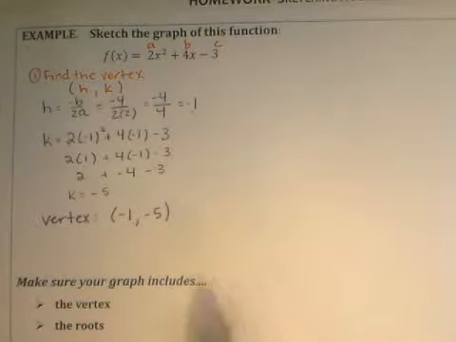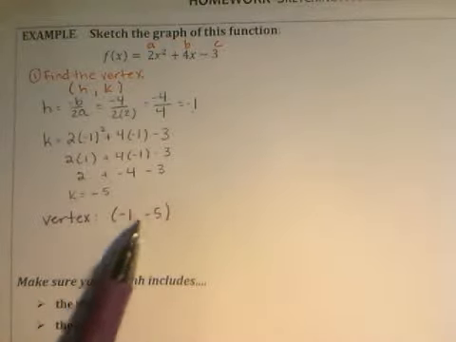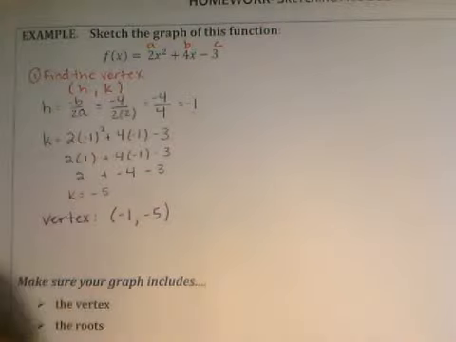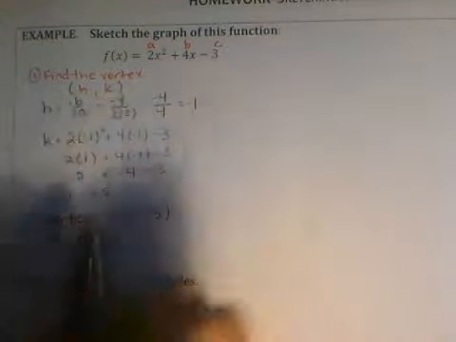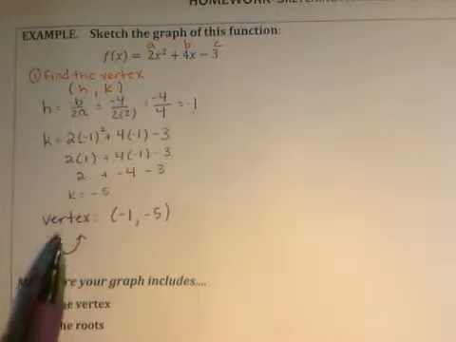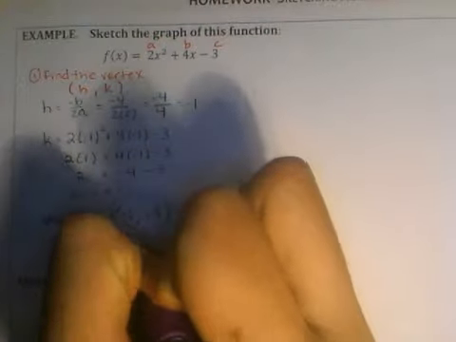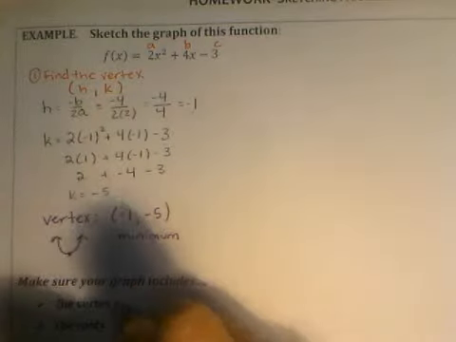I also know that this vertex is going to be a minimum. And the reason I know that is because the a value from the original equation is a positive number. So the parabola is going to look something like this. And we'll graph it for real in a minute. But by just sketching what it's going to look like, it's easy for me to remember that that's a minimum. Okay, so we've taken care of the vertex.